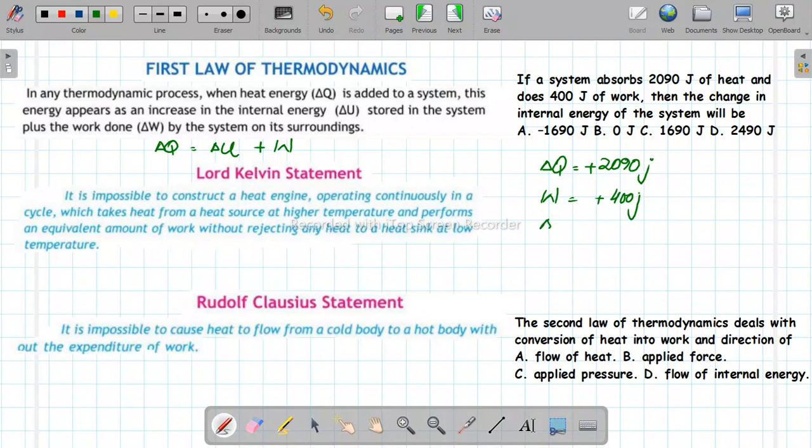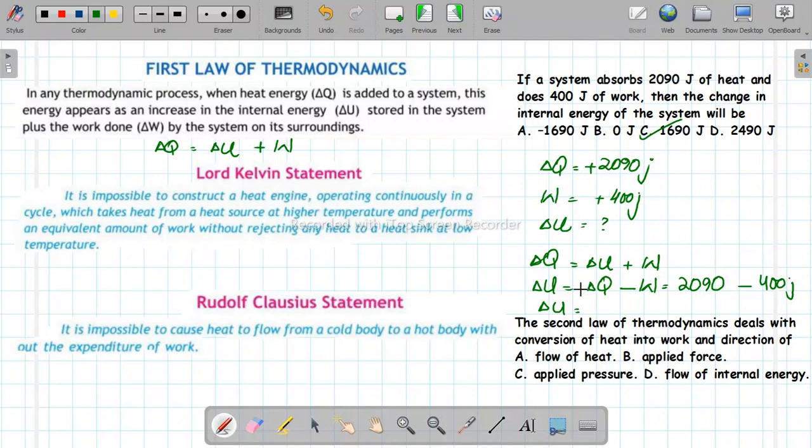Change in internal energy of the system, that is delta U, will be, just put these values in this equation. Delta Q equals delta U plus W. Rearrange this equation so that the change in internal energy becomes the subject of your equation. This becomes delta Q minus W. Change in energy is 2090. Work done by the system was 400 joules. That means the remaining is utilized and stored as the internal energy of the system. That is, the correct answer to this question is 1090. That is option C is the correct option.